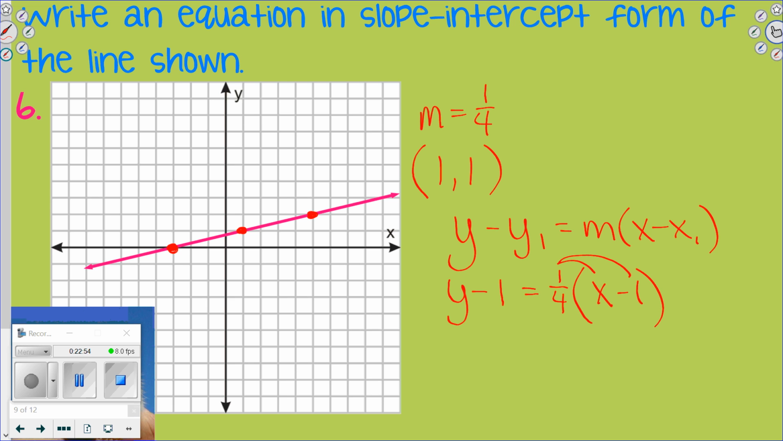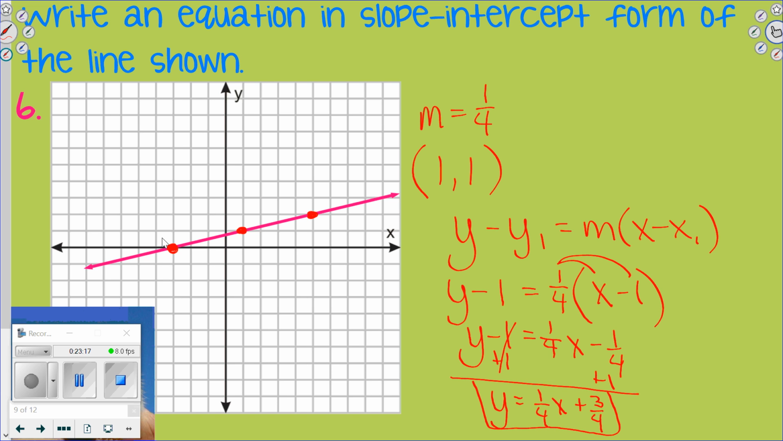So we will distribute. So y minus 1 equals 1/4 x minus 1/4. And then just add 1. So y equals 1/4 x, good, plus 3/4. So you're telling me my y-intercept was at 3/4? Does that look good? I mean, it looks like it's about 3/4.